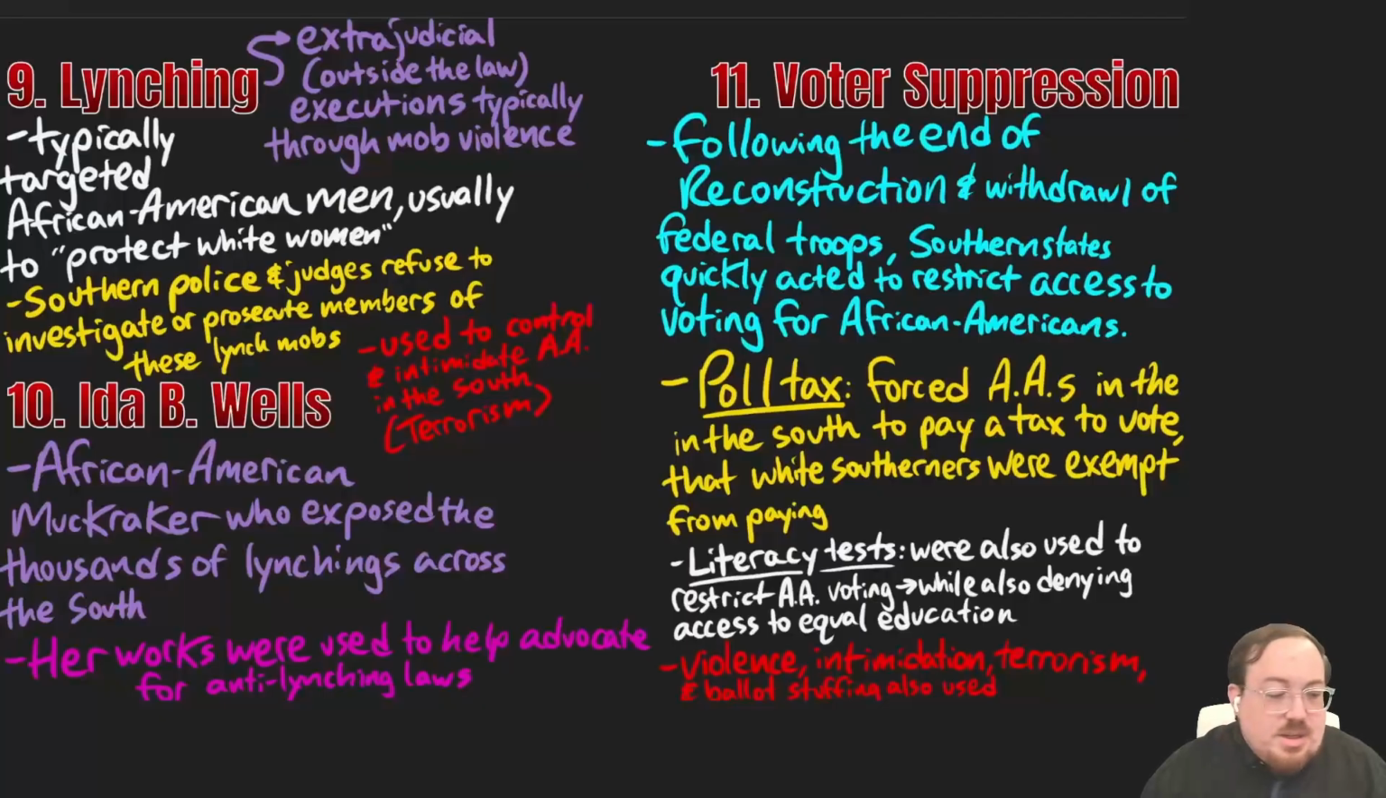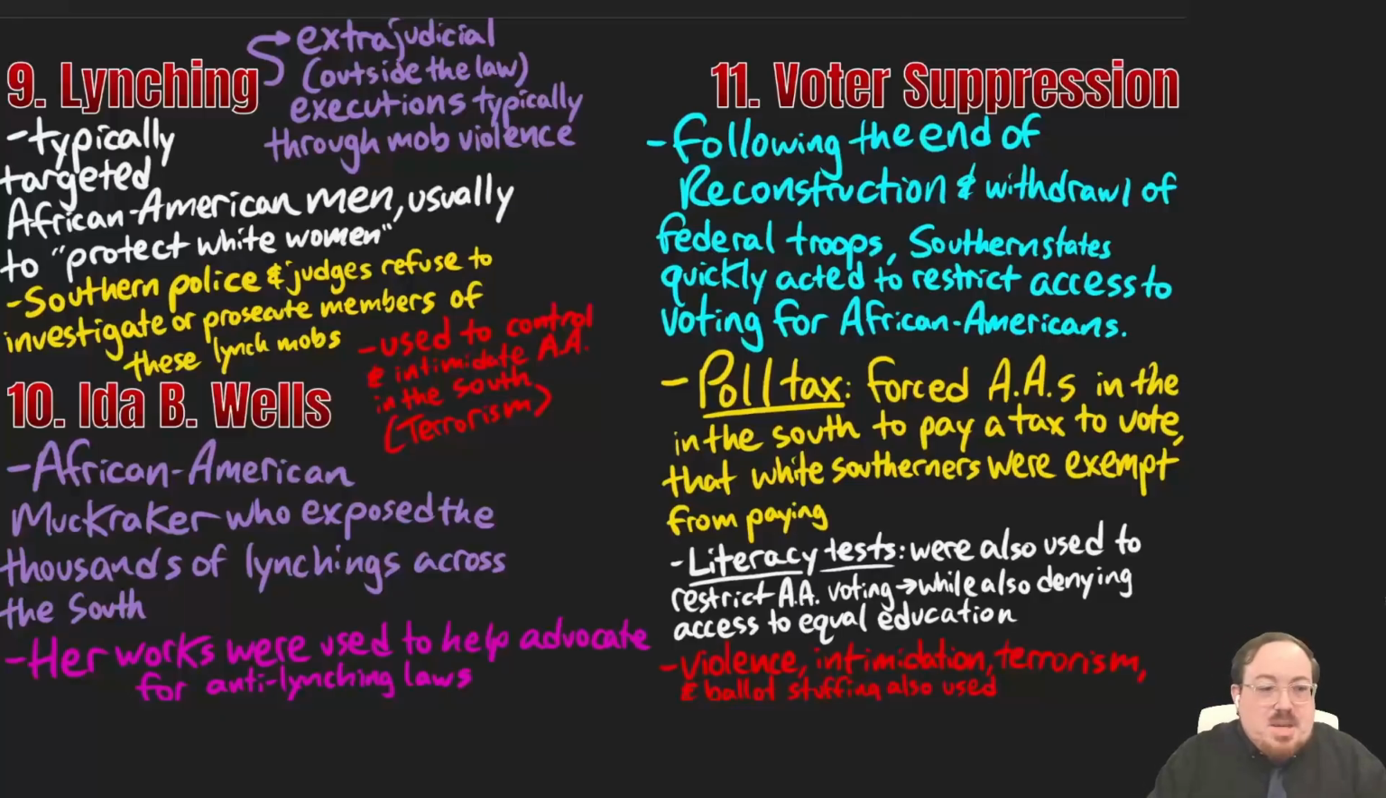In addition to the law, another way that African Americans in the South were kept in their place was through extrajudicial lynchings. Extrajudicial meaning outside of the law. So, our next term, lynching, refers to basically killing people outside of the law. The main target of this lynching is going to be, of course, African American men.